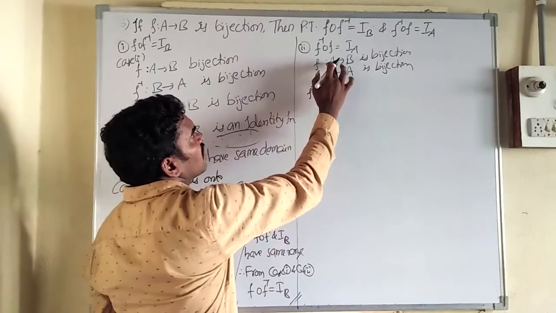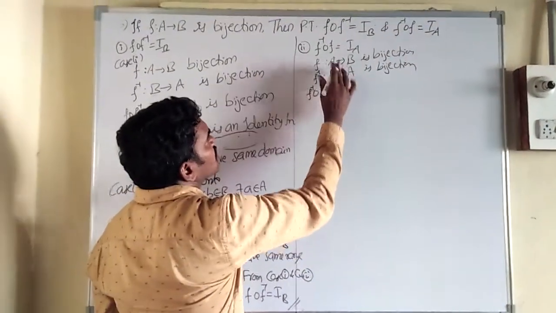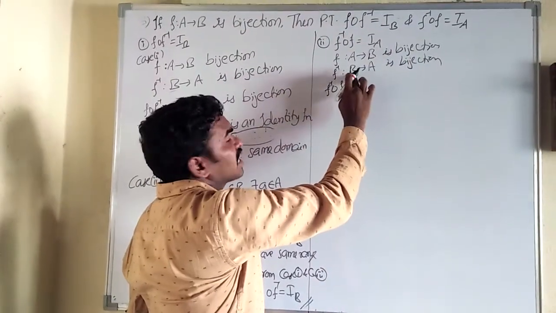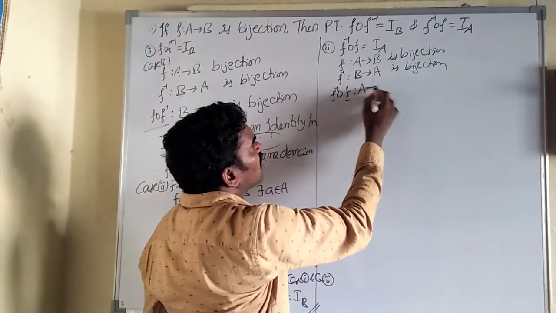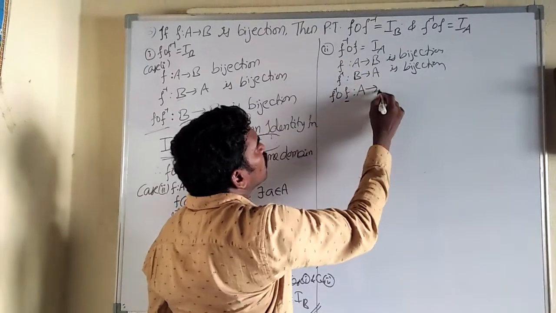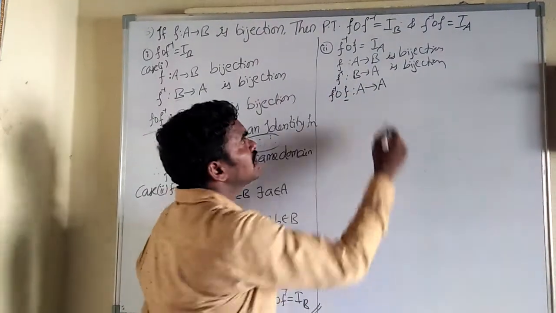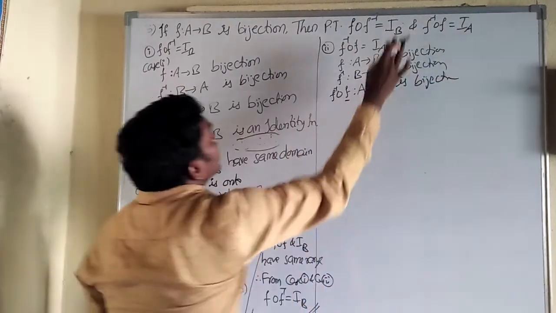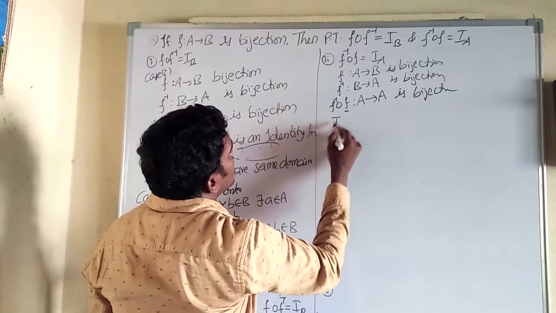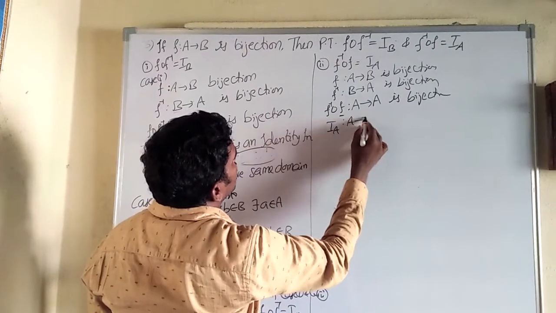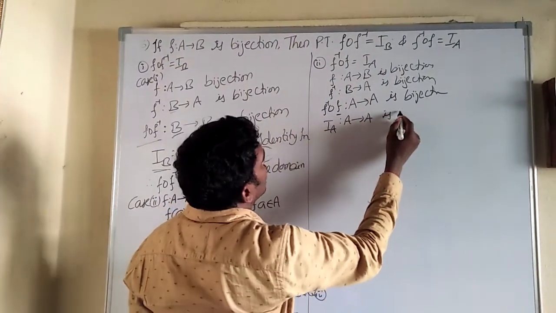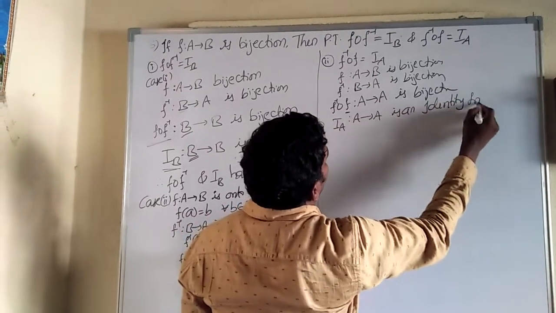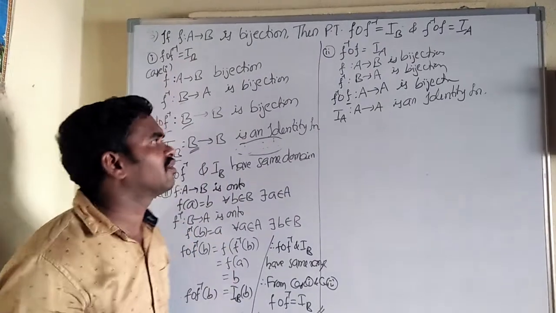So this is the first. What is F? F is A to B. So start at A and it goes to B, and immediately F inverse starts at B and reaches A. So finally A to B, B to A means A to A. Okay? It is a bijection. What is the right hand side? The second one, I_A. I_A means what? It maps from A to A, an identity function.